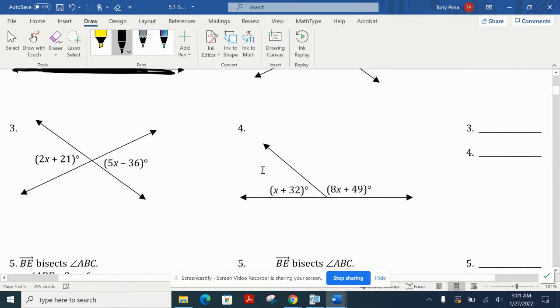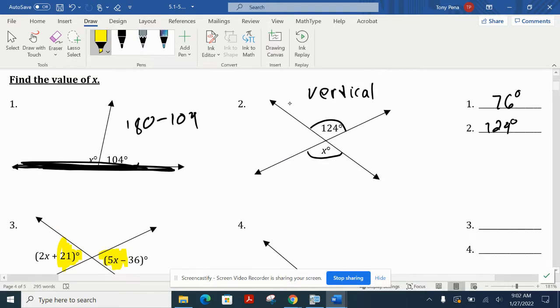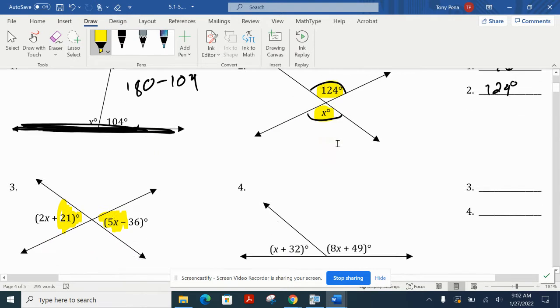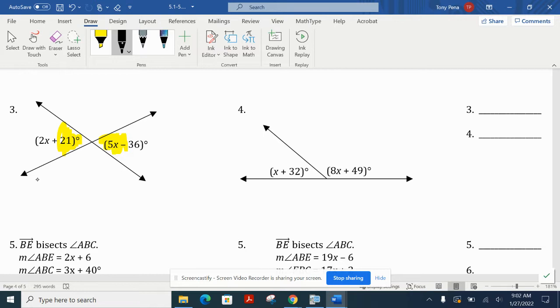3 and 4 are the same exact ideas, but now you're going to have to do some algebra to find these out. So when we look at these, I'm going to go back to you now, Julia, just make sure we're squared away. These are which ones? The linear pair or are these vertical? Vertical. So these two angles, just like number 2, have to be equal to each other. So just like Julia knew this is 124, so this had to also equal 124. They're equal. We just got to do a little work for this. We got to do some algebra. So that 2x plus 21 angle better be equal to the 5x minus 36 angle.